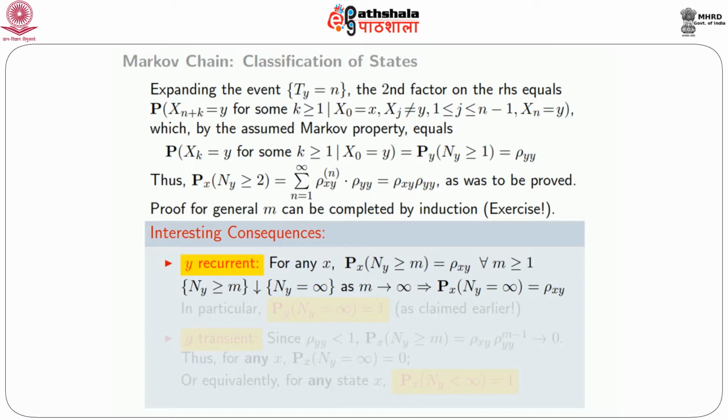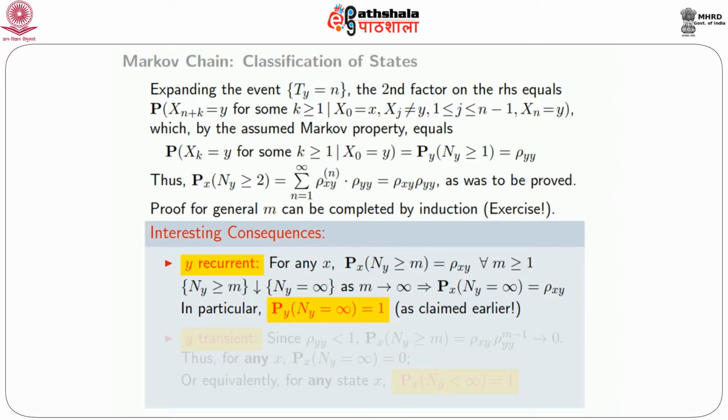But now notice that the events N_y greater than or equal to m, as m increases, form a decreasing sequence of events, and they decrease to the event N_y equal to infinity. And therefore, by the continuity property of probability, we obtain that P_x probability that N_y equal to infinity equals the limit of P_x probability of N_y greater than or equal to m, which is rho_xy. In particular, if I take x to be the same as y, then what we get is P_y probability that N_y equal to infinity is rho_yy, which is 1 because y is assumed to be recurrent. And this is exactly what we had claimed earlier.